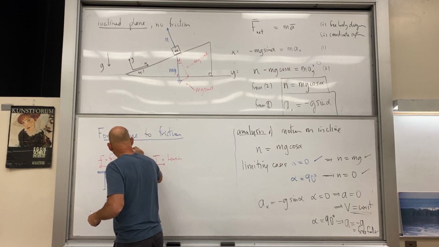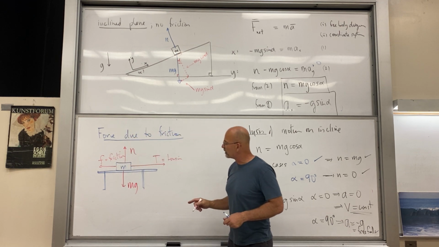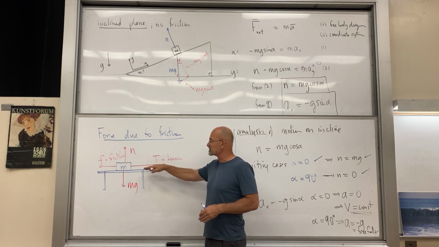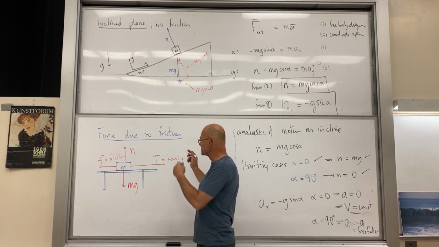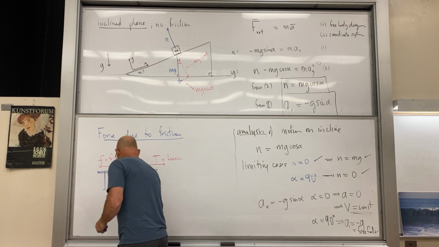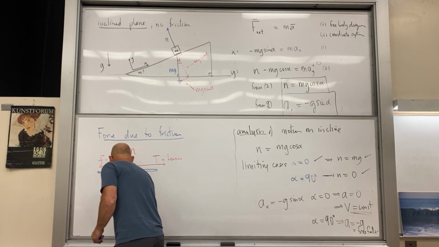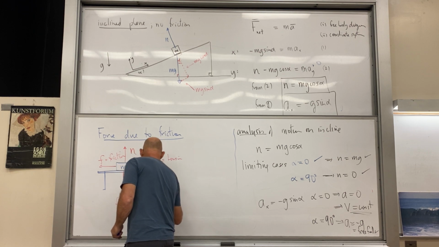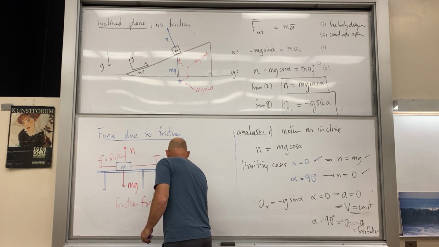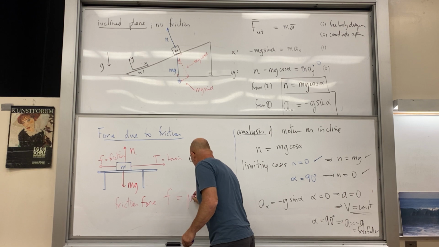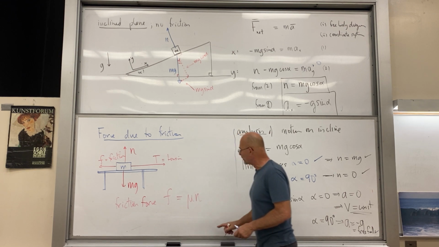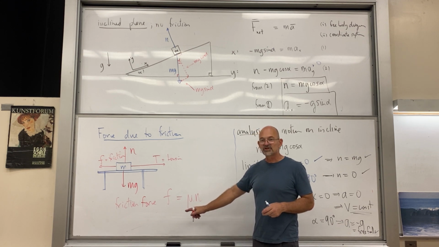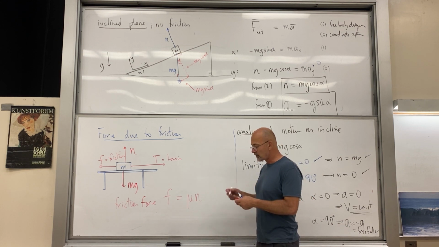So what is discovered is that the friction is proportional to the normal force, and it's opposite the direction of motion, or of attempted motion. So the friction force f is equal to mu times N. Mu is a Greek letter, and it's used as the frictional coefficient, and N is the normal force.